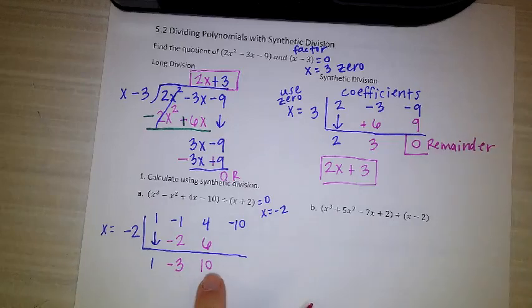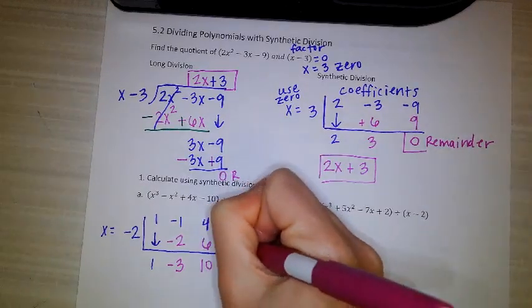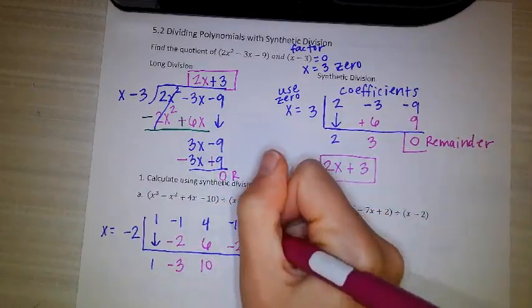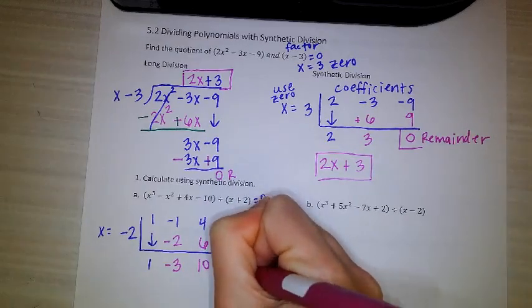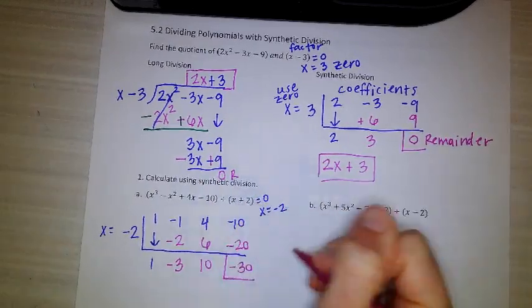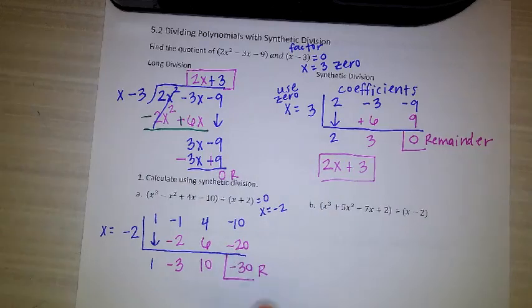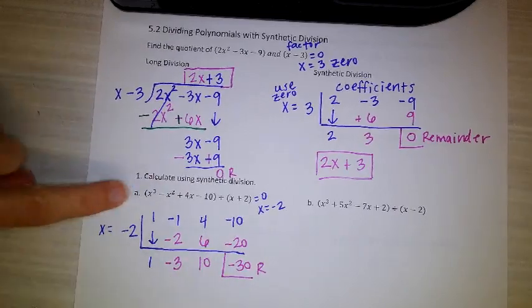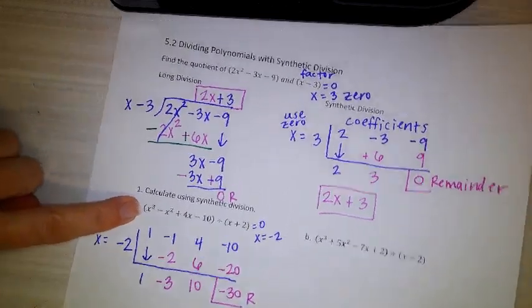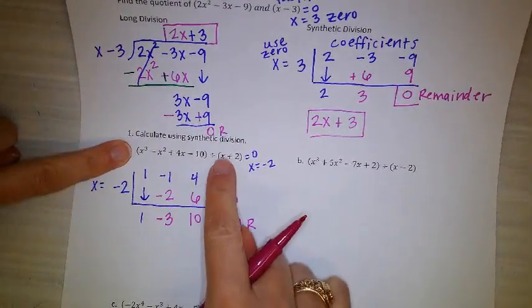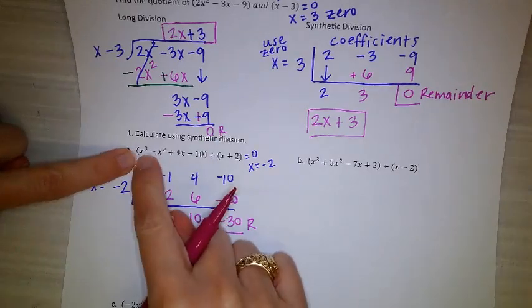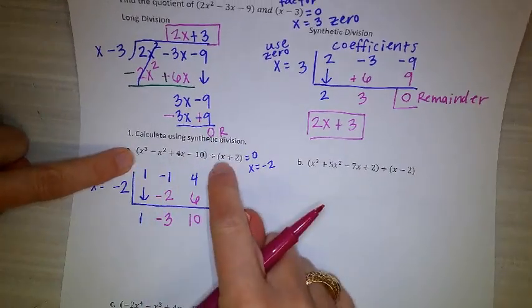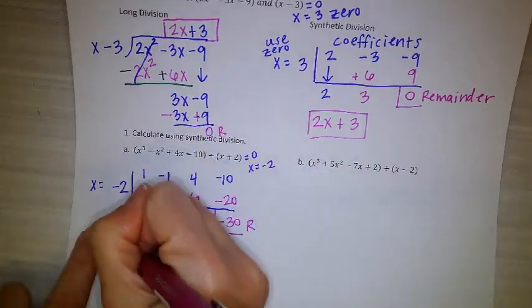-2 times 10 is -20. Add straight down, and I get -30. This last number is always the remainder. So let's make sense of our answer. Because it started with x cubed, and we were dividing by x, the degree goes down by 1. X cubed divided by an x means this is 1x squared.